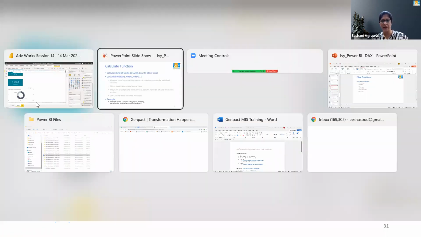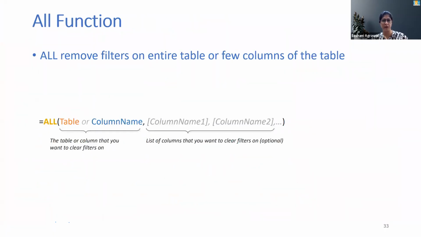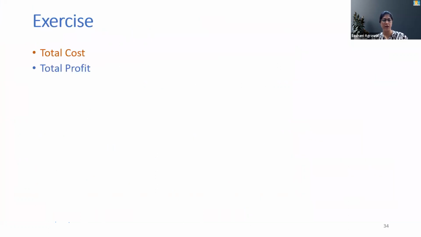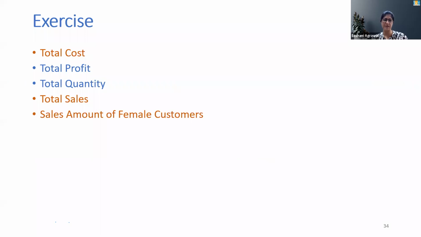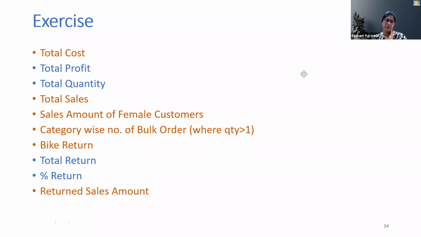Okay. Let's try to do a few questions on this. Find the total cost, total profit, total quantity, total sales, sales of female customers, category wise number of bulk orders. Bulk order is where the quantity is greater than 1. What are the bike returns, total returns, percentage return, returned sale amount, percentage loss. Okay, let's try to do till this much.